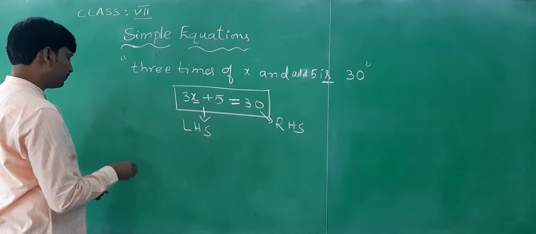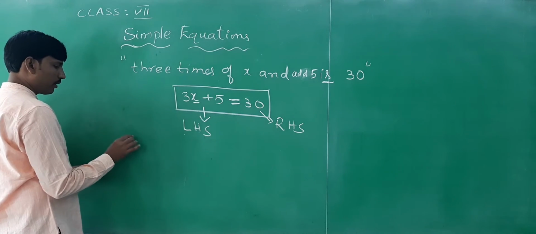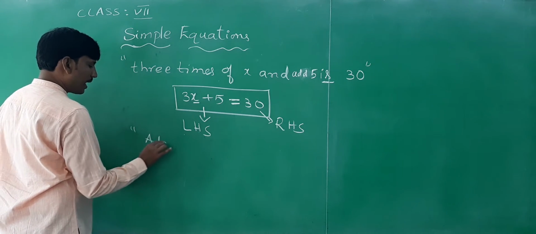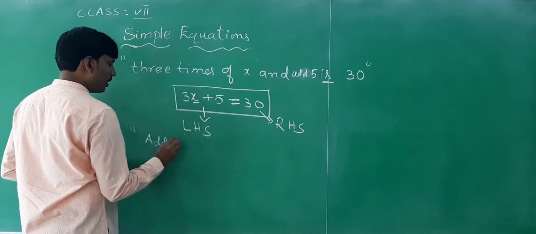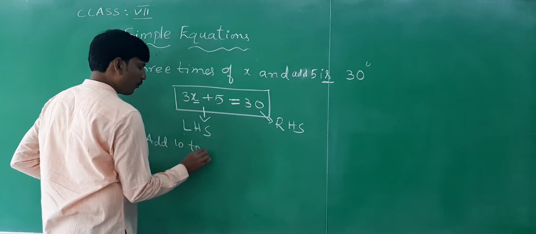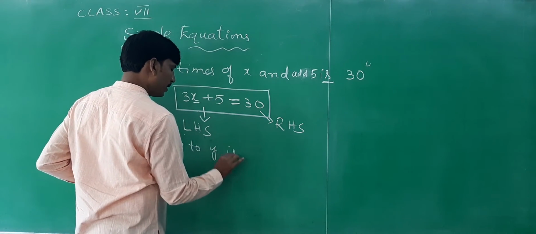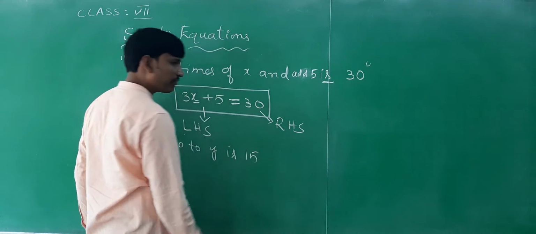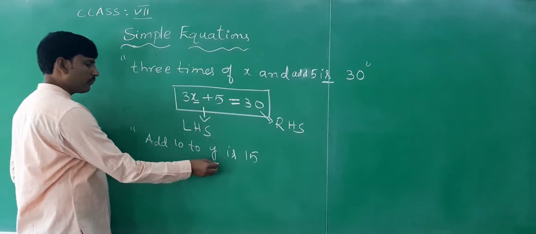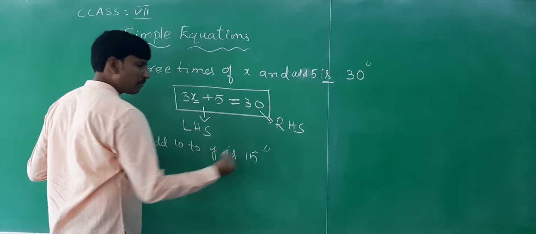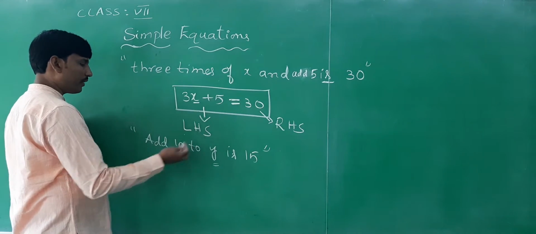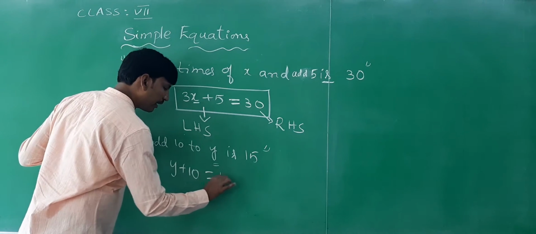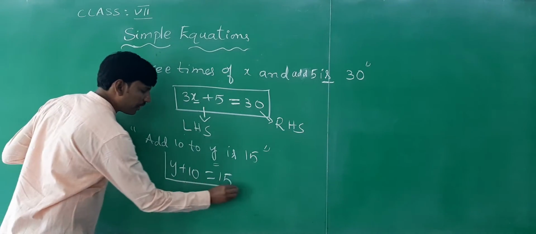Let us take one more. When we add 10 to y, it becomes 15. Okay, so we don't know the value of y here. So I am going to write this in the form of an equation. When we add 10 to y it becomes 15. Okay, this is one type of equation.